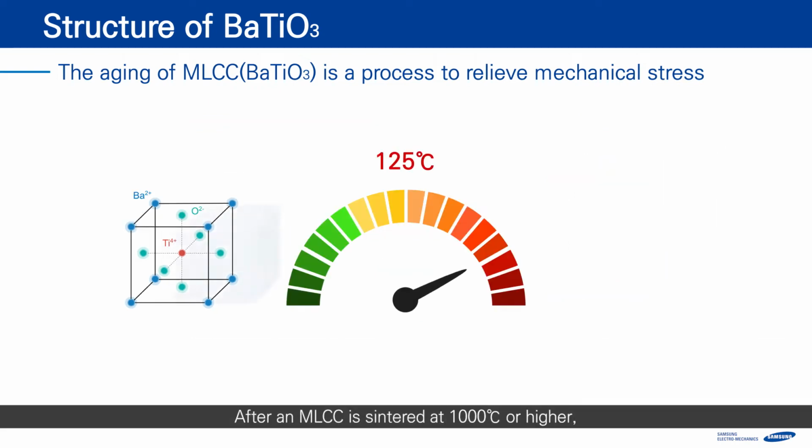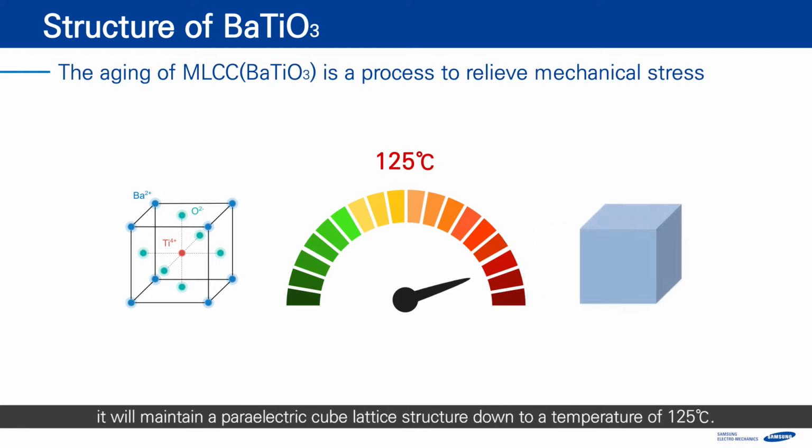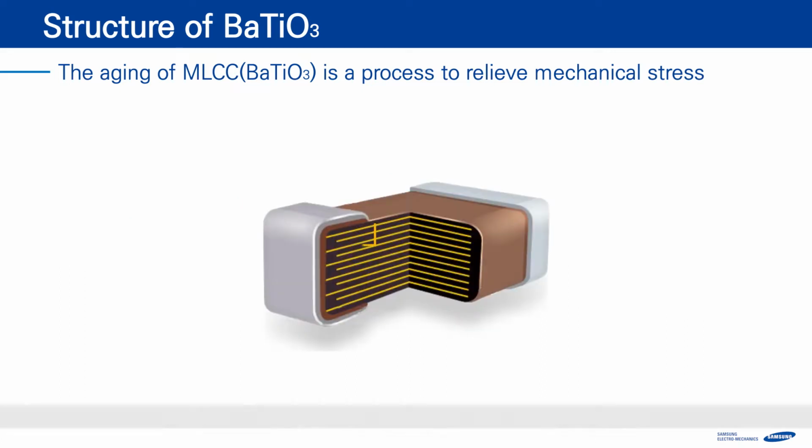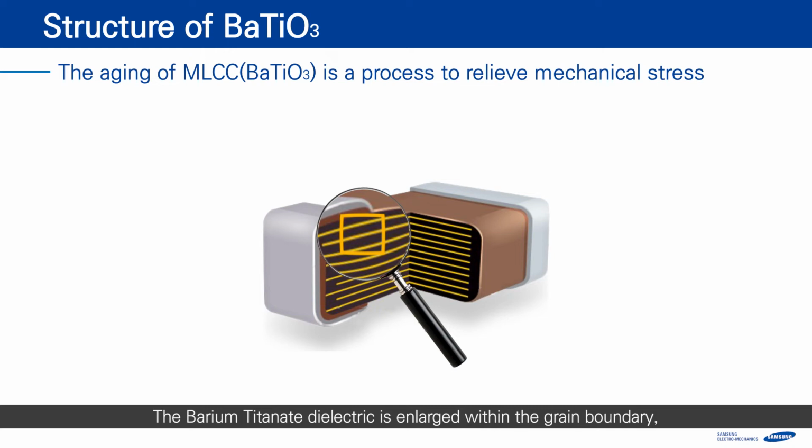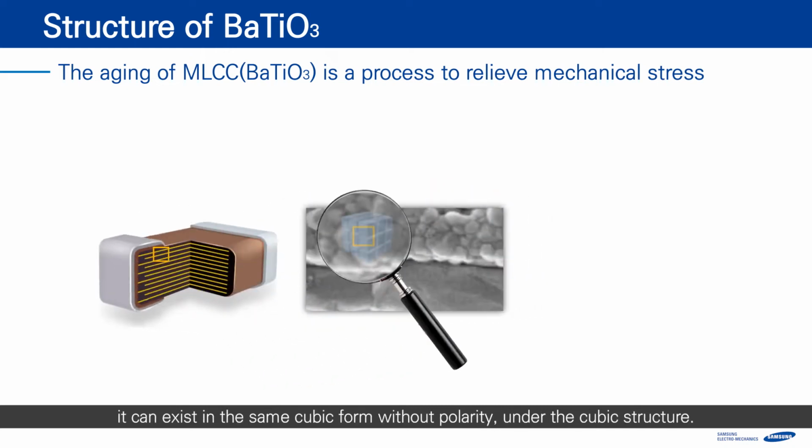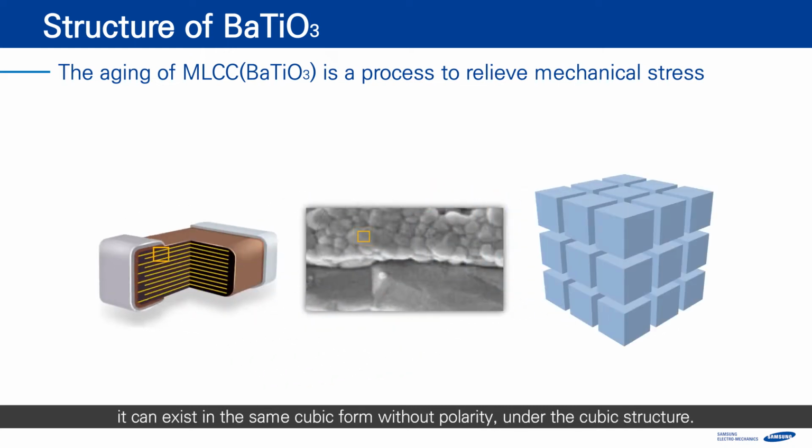After an MLCC is sintered at 1000 degrees Celsius or higher, it will maintain a paraelectric cubic lattice structure down to a temperature of 125 degrees Celsius. The barium titanate dielectric is enlarged within the grain boundary. It can exist in the same cubic form without polarity, under the cubic structure.